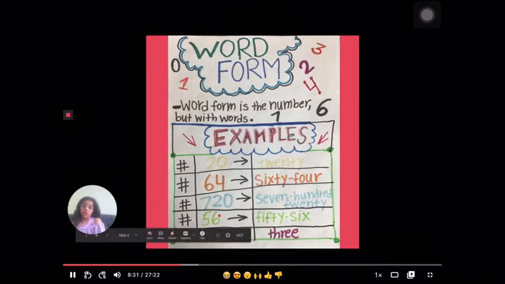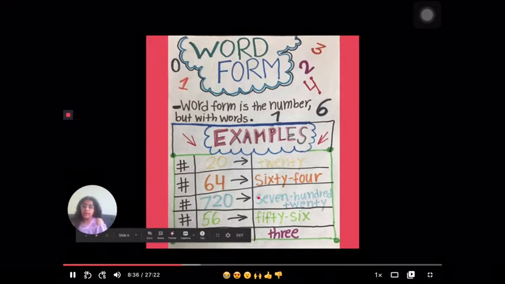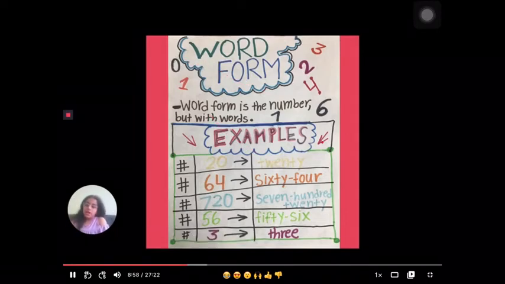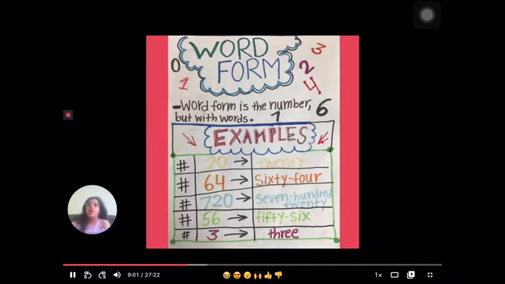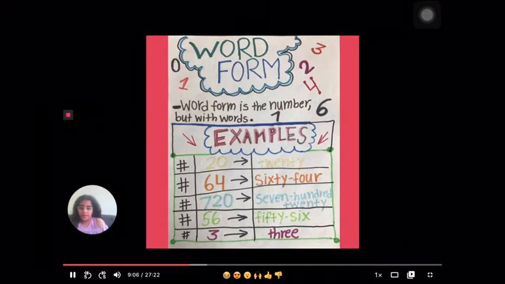720 is the standard form, as you guys know. But 720 written like this is a word form because it's written with letters and words. 56 is the standard form. Written in word form would be fifty-six, but with letters. And 3 in standard form, if I had to write that in word form, it would be THREE, as in 3. Alright? So that is basically what word form is.